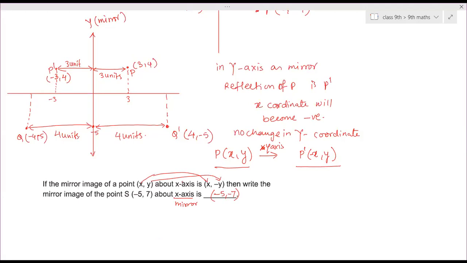Is it clear? Is this clear? Yes. One more question is there.